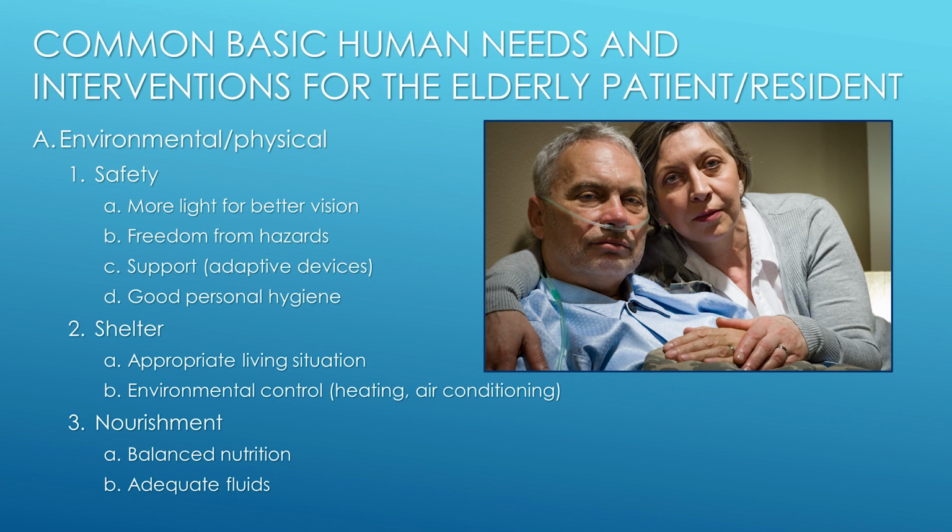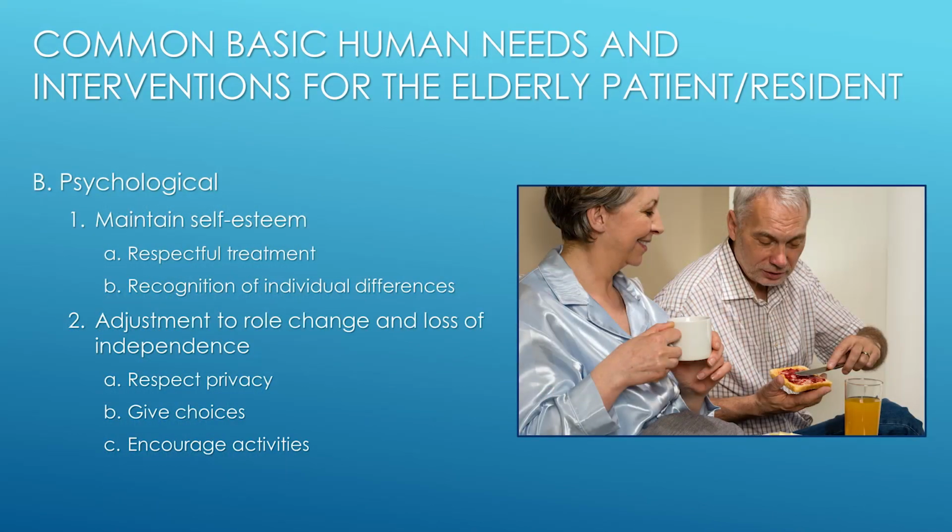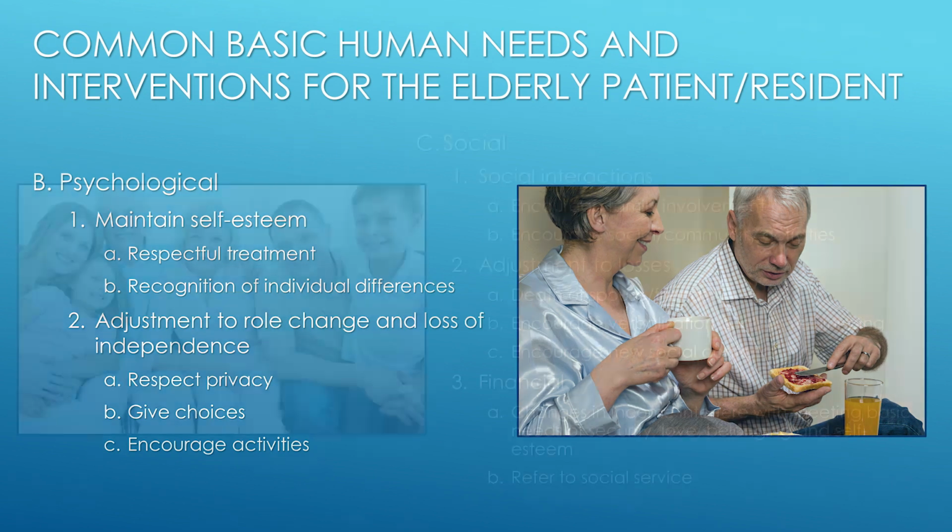Environmental control, such as heating or air conditioning. Nourishment. Balanced nutrition. And adequate fluids. B. Psychological. Maintaining self-esteem through respectful treatment and recognition of individual differences. Adjustment to role change and loss of independence. Respect privacy. Give choices and encourage activities.